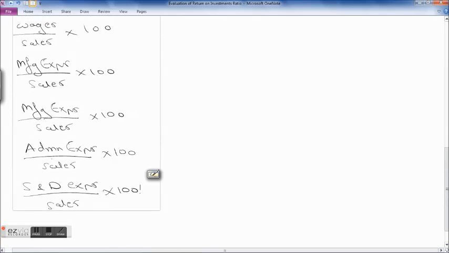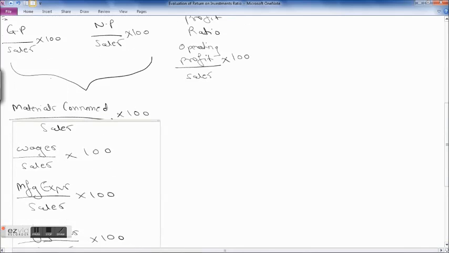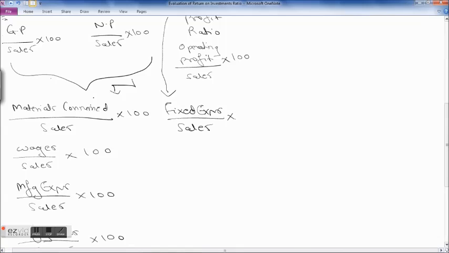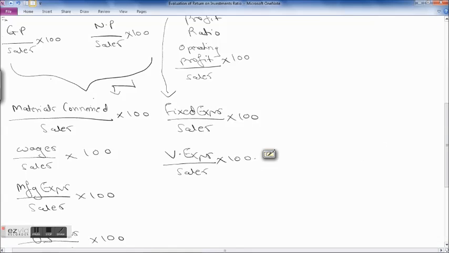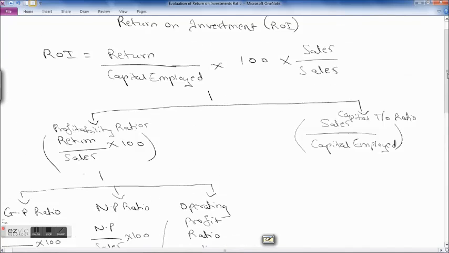Then there is another way in which we can evaluate our expenses. This was about net profit. Now there is one more way. What we can do is find out fixed expenses upon sales into 100, then variable expenses upon sales into 100. So this is how you can evaluate your profitability ratio.